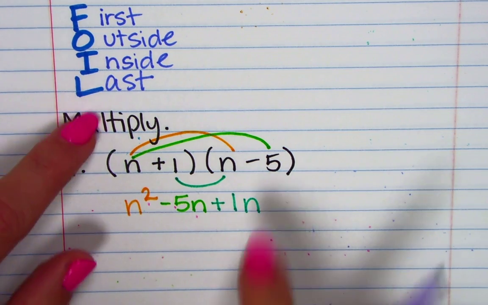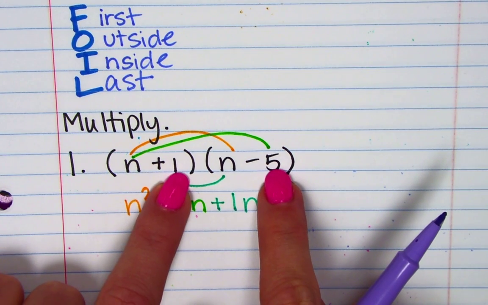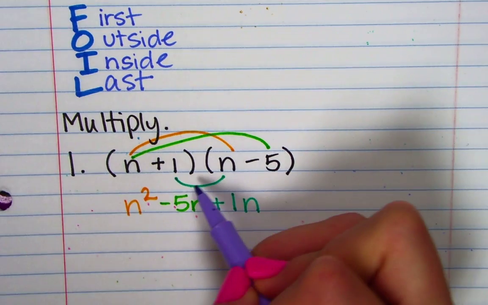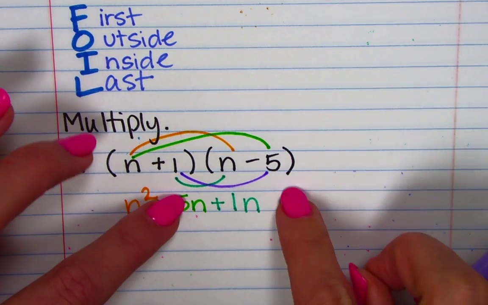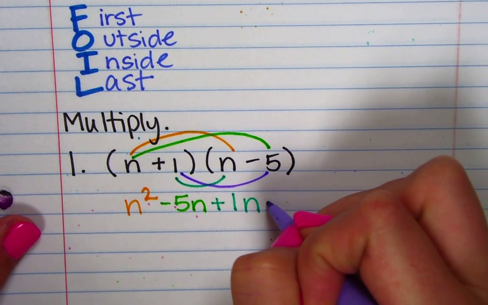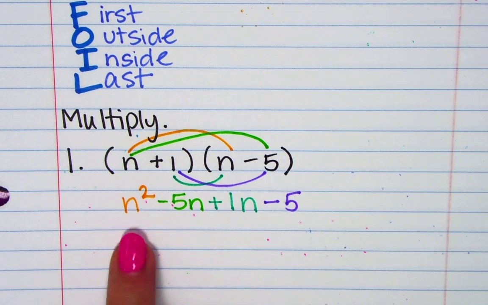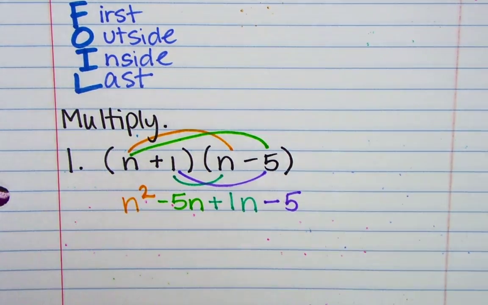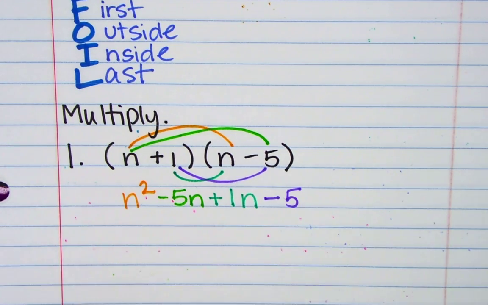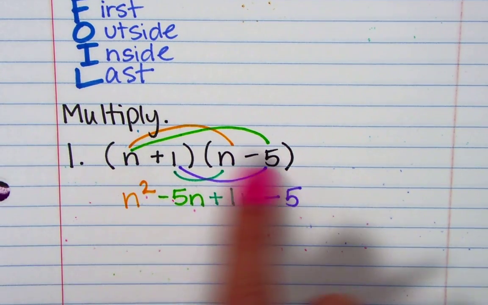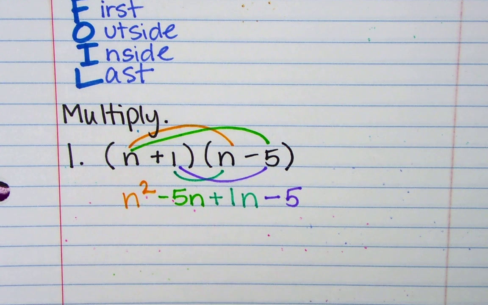And last is the 2 last numbers in each set of parentheses, the ones you haven't multiplied together yet. 1 times negative 5, which would be negative 5. We got 4 terms in our answer after you multiply. See how every single thing got multiplied by every other single thing.